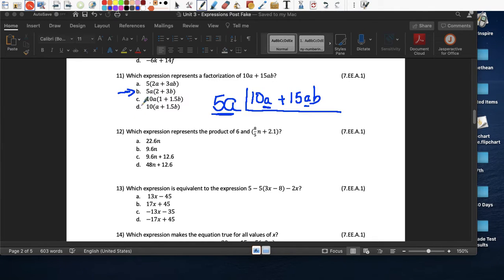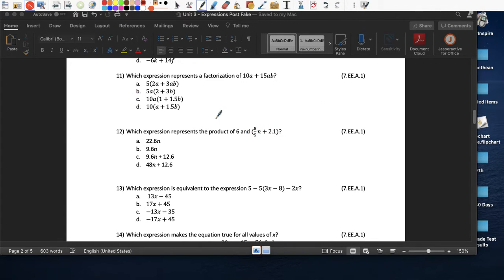So you know that's going to be your answer, but let's double check. 10 divided by 5 is 2. It already has an A, so I'm not going to write an A. 15 divided by 5 is 3. It already has an A, but I need to write the B. Look, 5A, 2 plus 3B. It's exactly letter B.